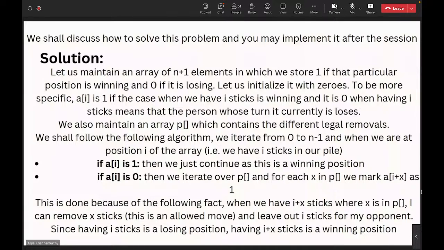So we follow the following algorithm. We iterate from 0 to n-1. When we are at position i of the array, that is, we have i sticks in our pile, if A of i is 1, we just continue.